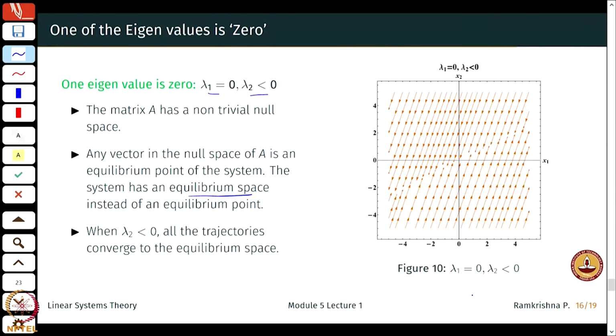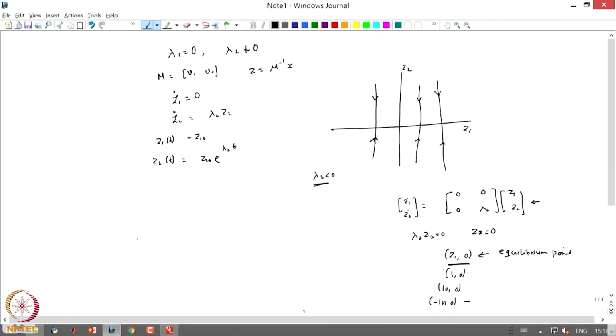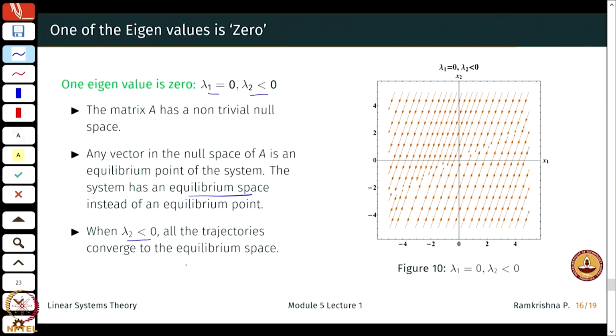Now, when lambda 2 is less than 0, all trajectories converge to the equilibrium space. What is the equilibrium space here? It is this entire z1 axis. Any point in z1 with z2 equal to 0 is in the equilibrium space. Let me just draw it in red. This is my equilibrium space. So when lambda 2 is less than 0, each trajectory will converge to the equilibrium space.